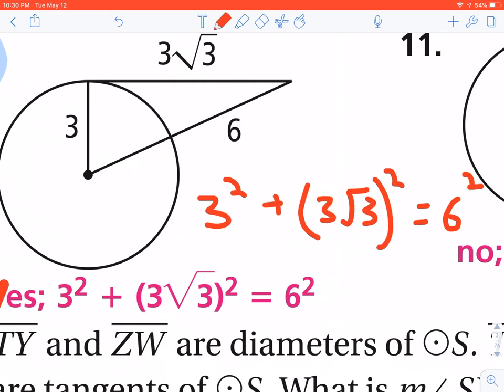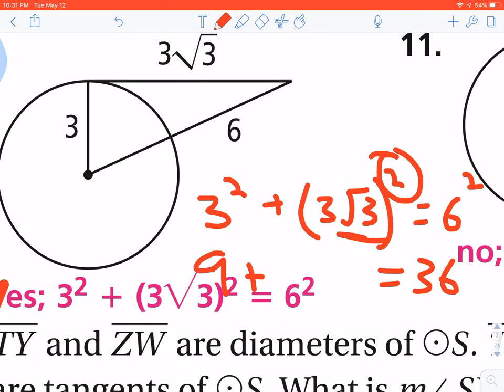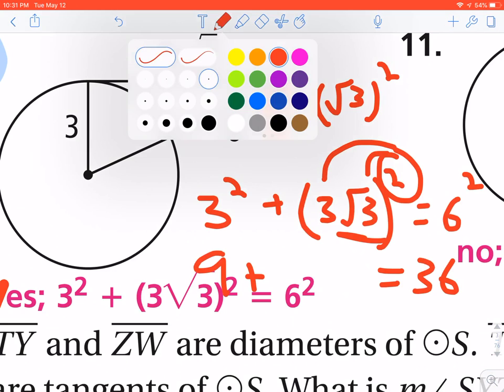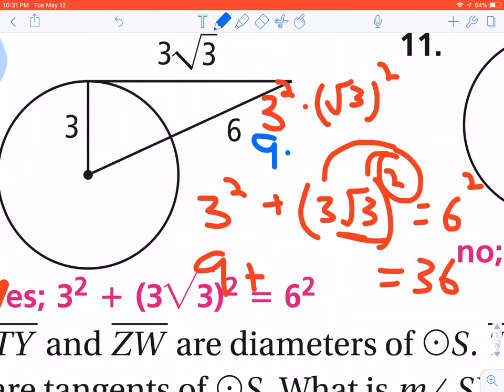So I think when you do this, if you're still having a hard time with this, you're obviously going to get 9. We'll talk about this, and it's going to equal 36. If you do this algebraically, think back to your Algebra 1 rules. You have to square everything that's inside of the parentheses. So it's really saying 3 squared times square root of 3 squared. Well, 3 squared is 9 times, and the square root of 3 squared just undoes itself, so it's just 3, which gives you the total answer of 27.